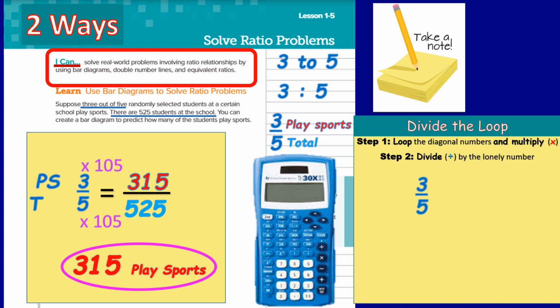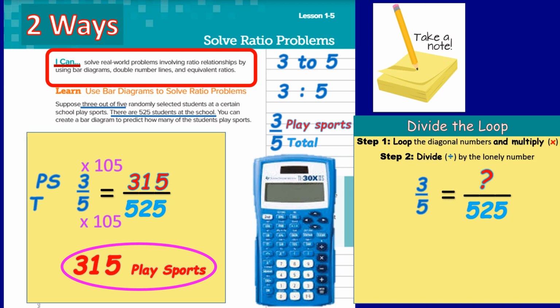So when I set it up, I know I have my ratio or my fraction, and I know it's going to be equal to an equivalent ratio or fraction. In this case, we do have playing sports at the top and we have the total at the bottom. So I need to take my total students and put it at the bottom of the second fraction. We're missing the top. So that's where these two steps, once I have it set up, that's where these two steps come in.